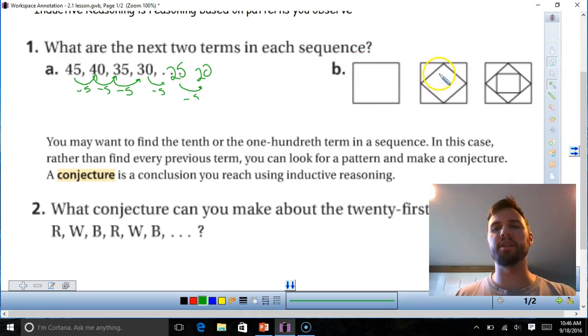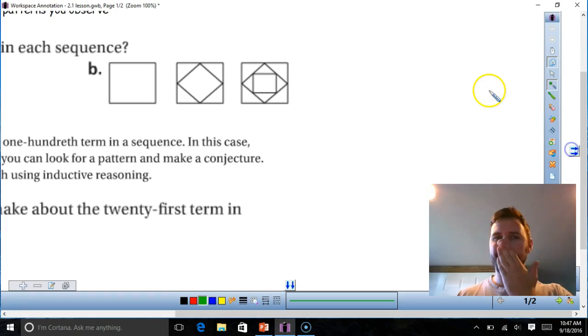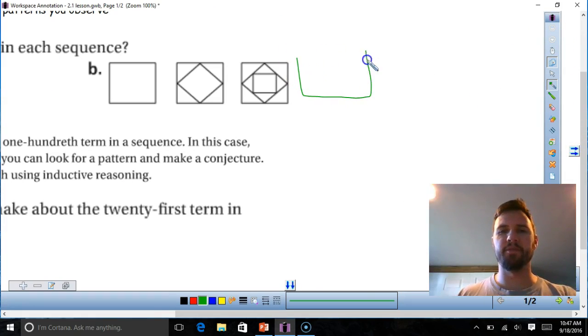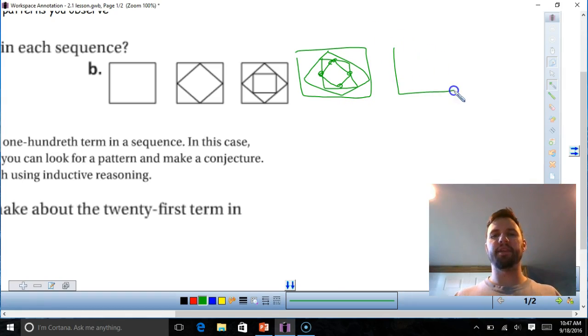Okay. Next one. We have a rectangle, a rhombus, rectangle, rhombus, square, rectangle. So my next one, what do you guys think? It looks like I'm just drawing. Oh, jeez. Alright, this is so bad. What do you think I'm doing? Well, I'm connecting these midpoints is what it looks like. So my next one's going to be like a diamond. I have to draw that again.